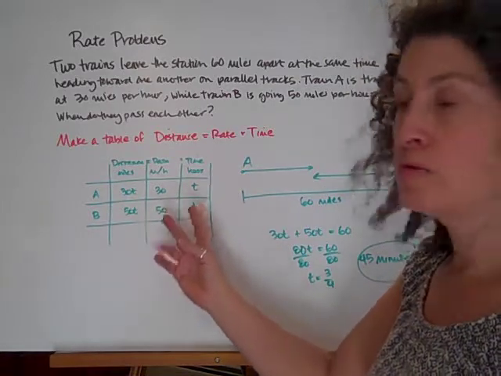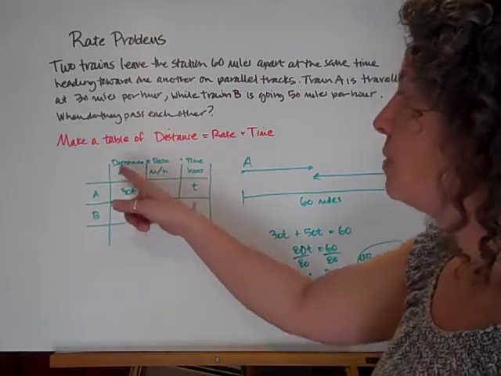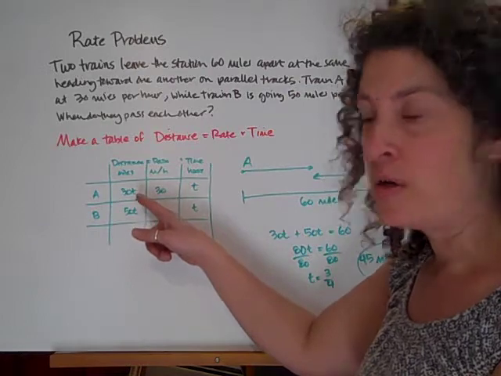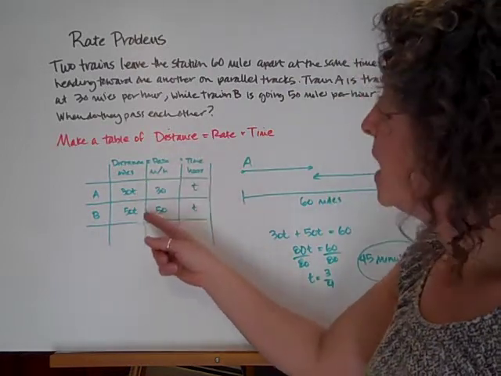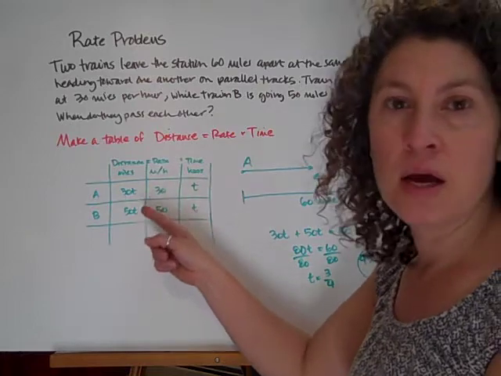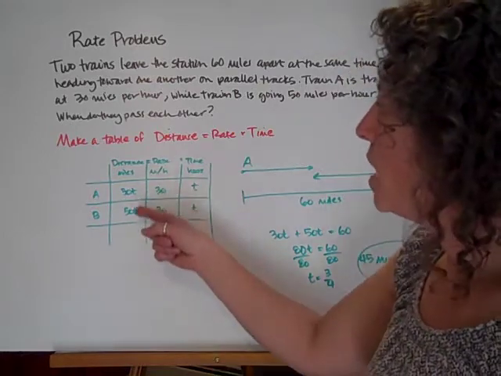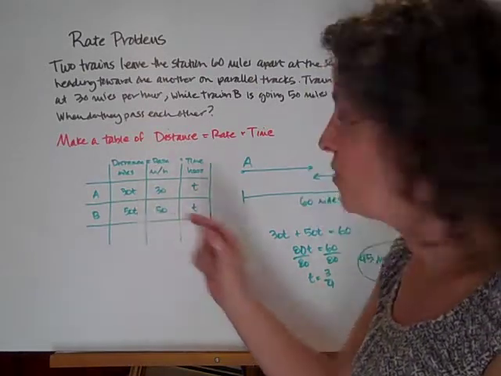And once I have two columns filled in, I can spread this across to the third, because I know that rate times time equals my distance. So the distance that train A travels is 30 times however long it's traveling, which I don't know yet. And train B will be going 50 times t, however long it is traveling. Again, that's still our unknown. So I have expressions for each of their distances. That works out so far.